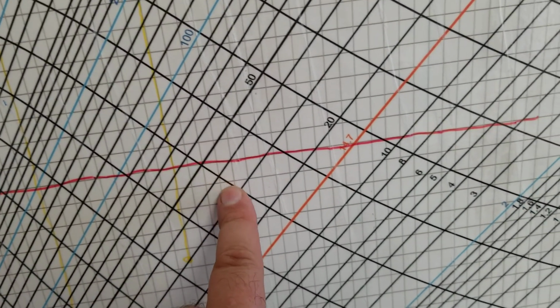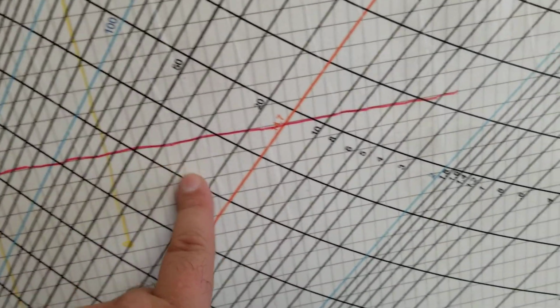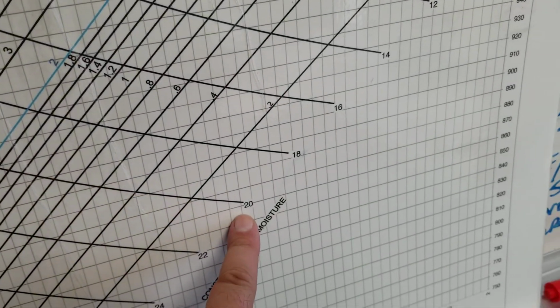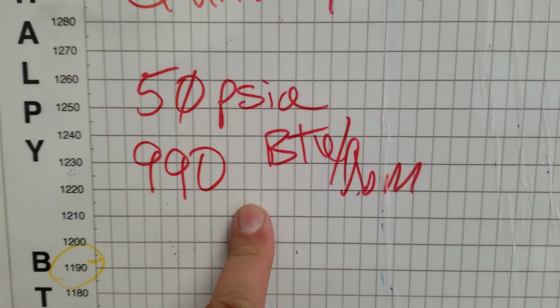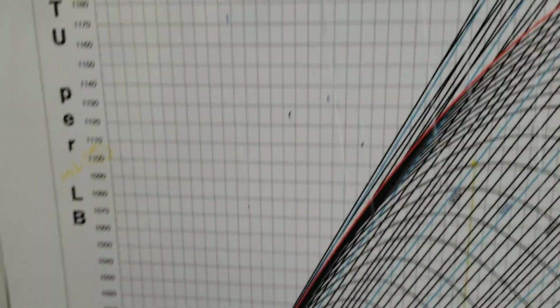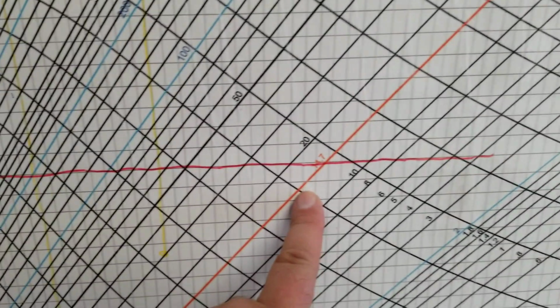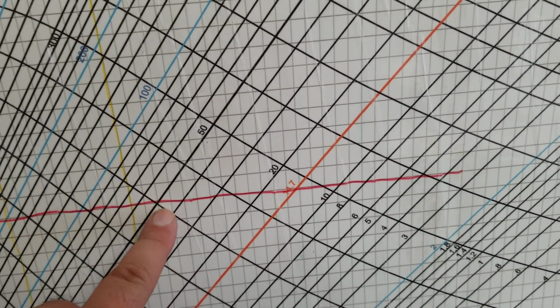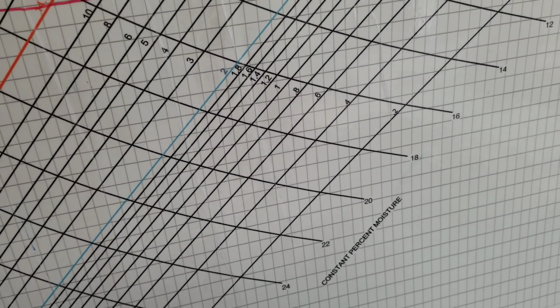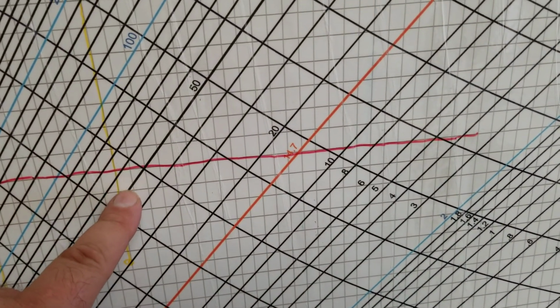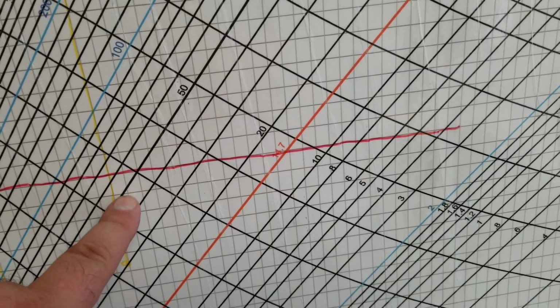So we need to follow this line here, to see which percent moisture line it follows, and this one gives us 20% moisture. So knowing it's 20% moisture, 100 minus 20 is 80. The steam quality for these properties, 50 PSIA at 990 BTUs per pound mass, is 80%, because it crosses that line. Now, what if it was in between? Well, you just interpolate. If it was between the 20 and the 22, I'd know it was 21. That is 79% quality.